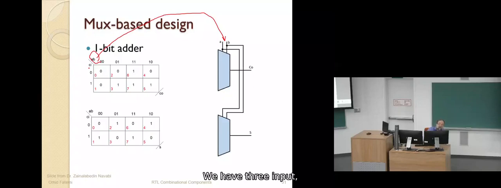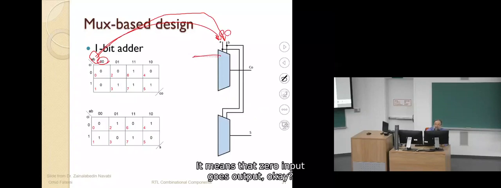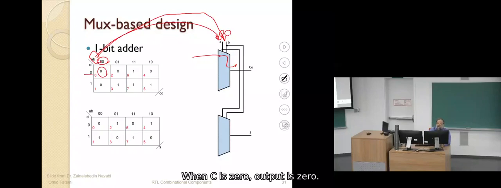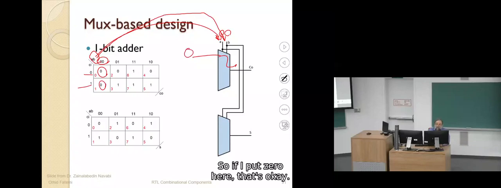So we have A, B, and CI. A and B I connect to select. So this is A and B. When A and B are 0, 0, it means that this zero input goes to the output. When A and B are 0, 0, then the output is 0 when CI is 0, and the output is 0 when CI is 1. So the output is 0. If I put 0 here, that's okay. When A and B are 0, 0 goes out for CO.